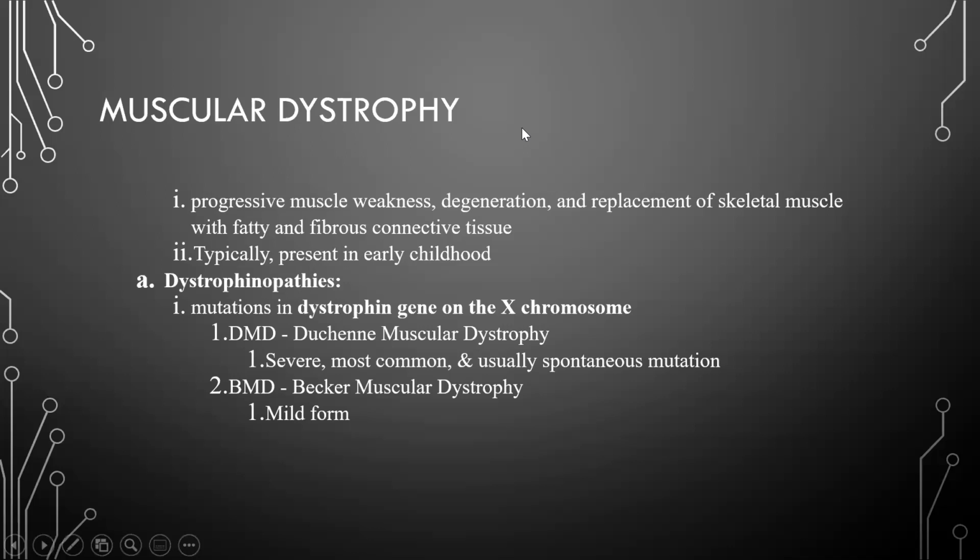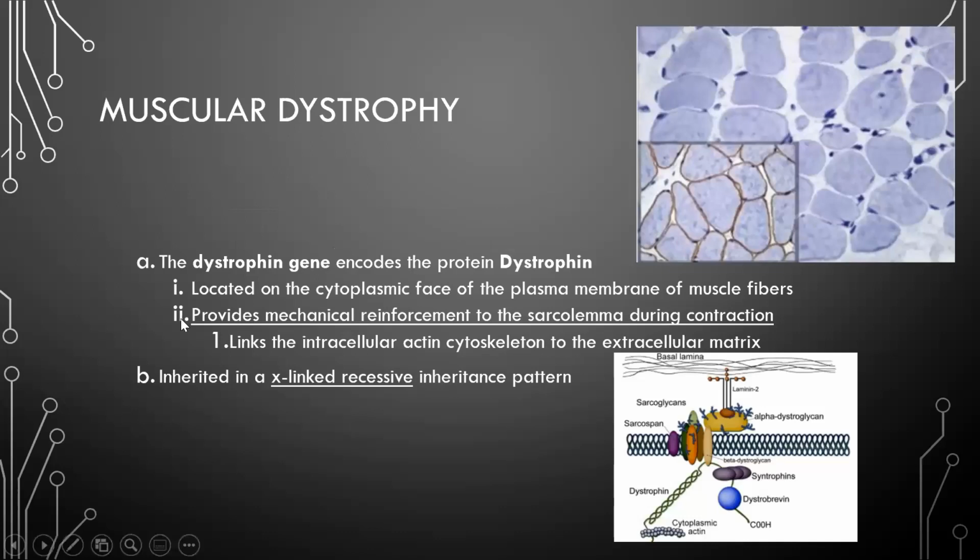Muscular dystrophies. Here we have inherited muscle dystrophies of the skeletal muscle, and we're going to talk about Duchenne's and Becker's. In dystrophy in general, we have progressive muscle weakness and degeneration. Typically DMD is childhood onset, and BMD is later onset and less severe. The big thing for DMD is that it's more severe, more common, and usually you have spontaneous mutations, although we will see that it is X-linked. In muscular dystrophy, the dystrophin gene is affected.